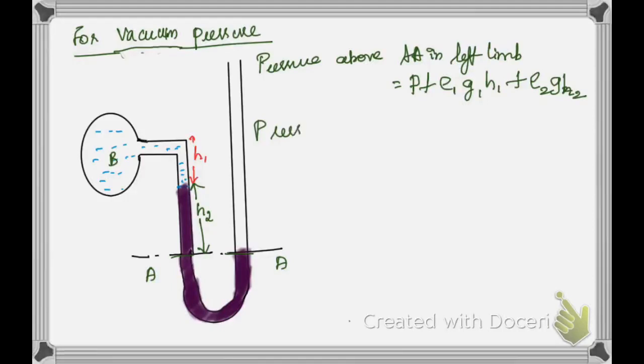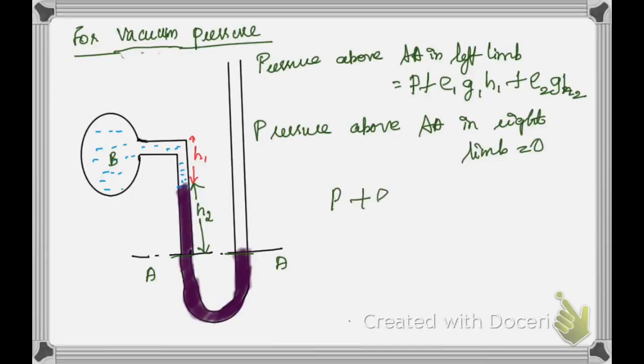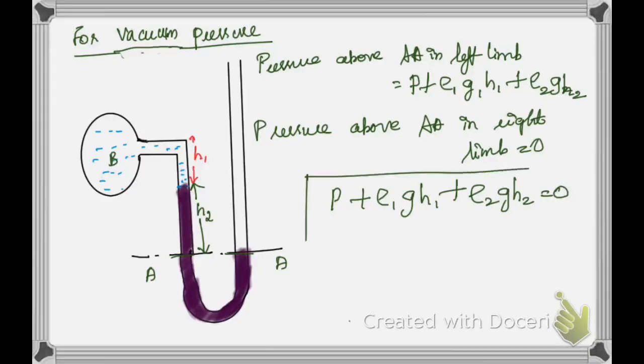Similarly, pressure above AA in the right limb will be equal to 0 because there is no manometric liquid in the right hand side. So it is going to be 0. And as per the rule, pressure will be the same for the horizontal surface, and pressure in the left limb will be equal to pressure in the right limb. So we have to keep that point in mind. So P plus rho 1 G H1 plus rho 2 G H2 is equal to 0. So this is how we have to find the pressure of the liquid.